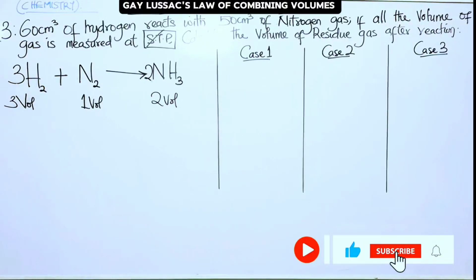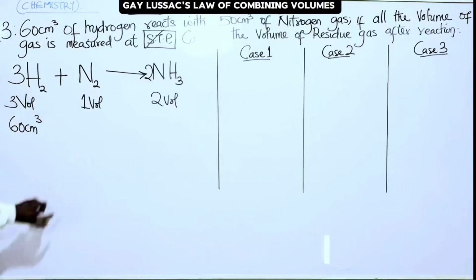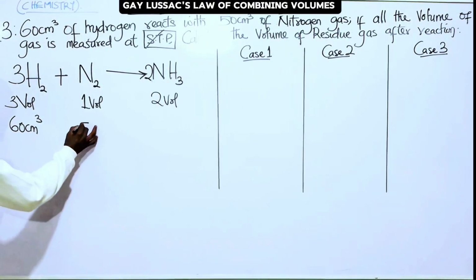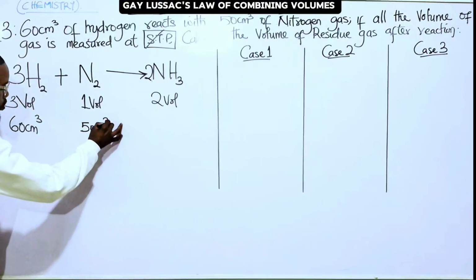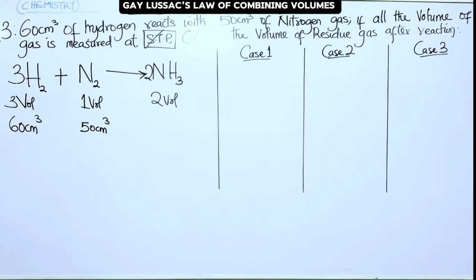So let's look at the question. It says 60 cm³ of hydrogen. Here we have 60 cm³ before the spark of hydrogen reacting with 50 cm³ of nitrogen. They didn't give us any for the product. So this is our volume before spark, VBS. I think this is VBS for us as an abbreviation.